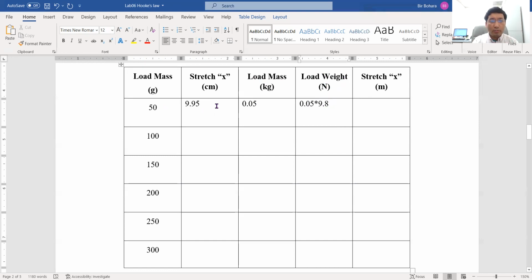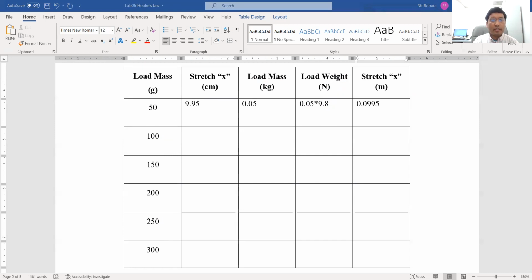So you can also convert this one. This is in centimeter into meter. Let me write down, which is 0.0995. Okay, this is in meter. So you are done. So if you perform other data, if you choose second mass, which is 100 gram and 150 gram, 200 gram, 250 gram, and 300, how can you do that here?